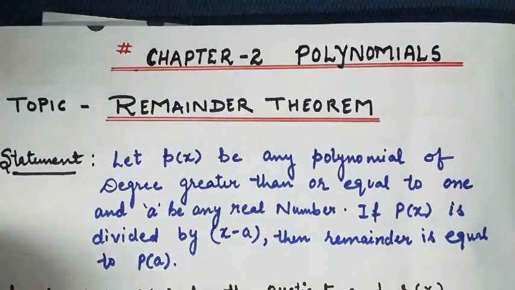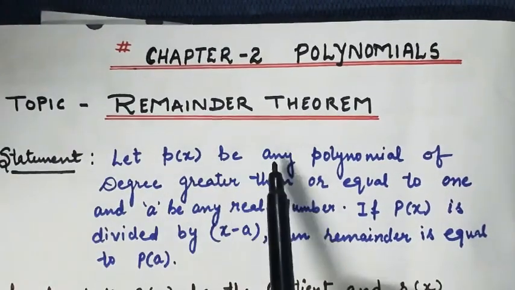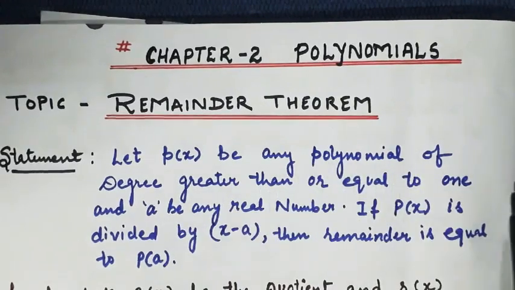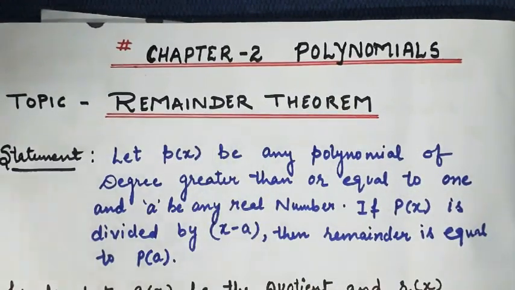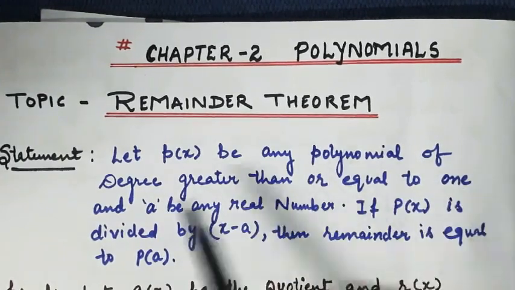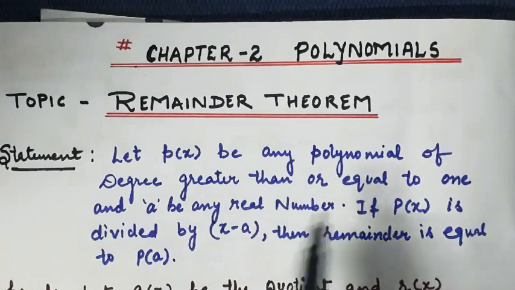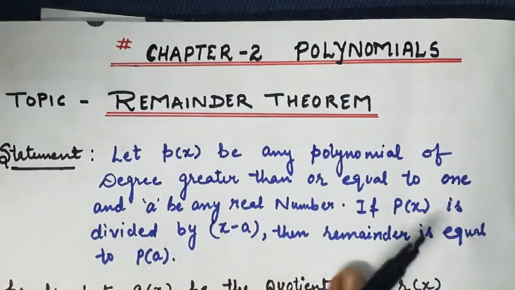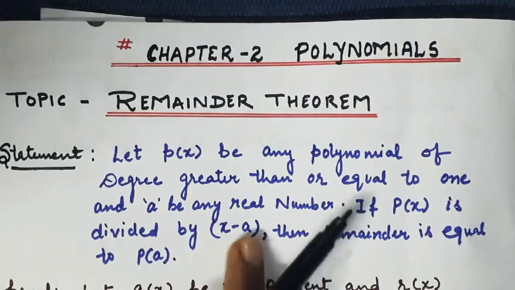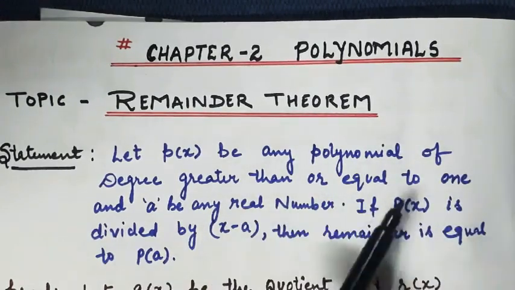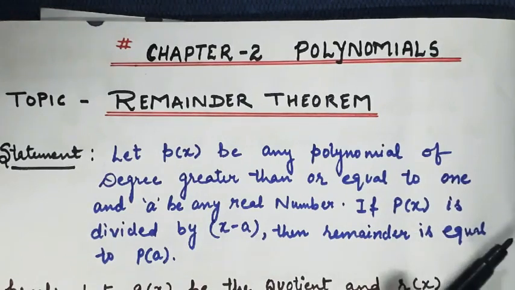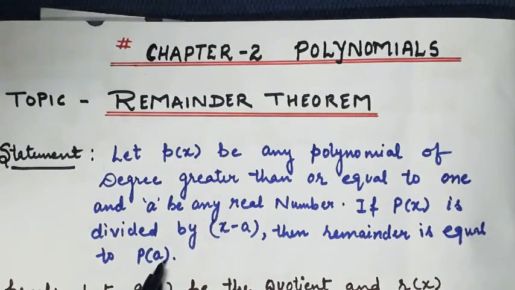Let p(x) be any polynomial of degree greater than or equal to 1, and let a be any real number. If p(x) is divided by x minus a, then the remainder will be equal to p(a).